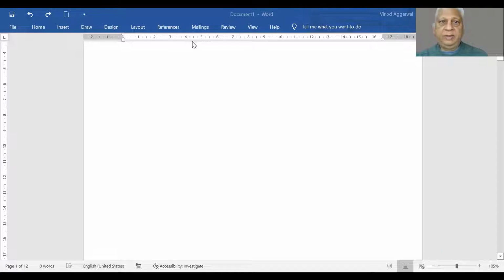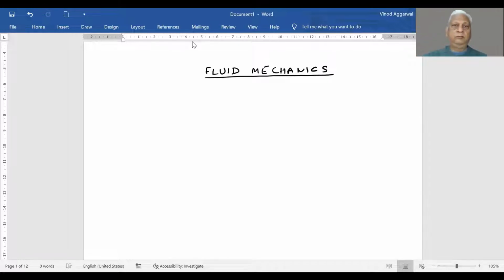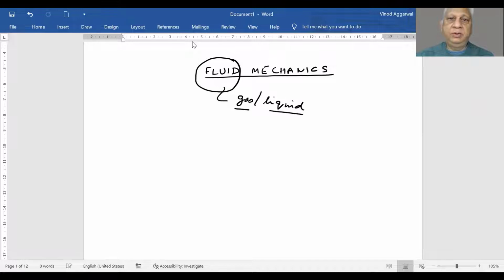Today's topic is fluid mechanics. Now, what are fluids? Fluids, unlike solids, are either gas or liquid. Primarily, these two categories are called fluids.